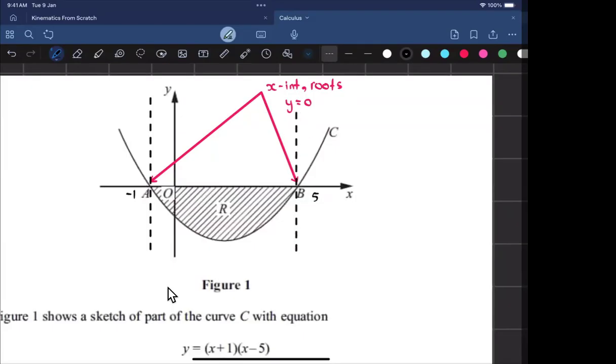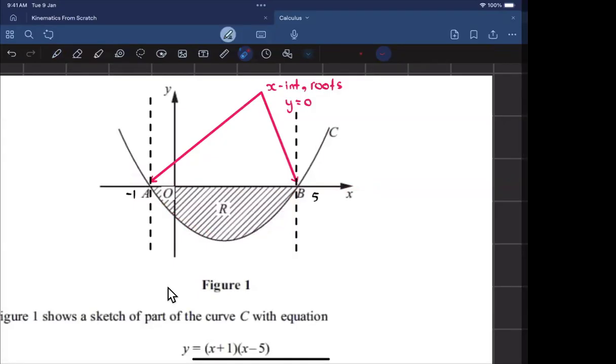So Aliyah, I want you to look at the graph. Say I have the line x is equal to minus 1, and I have the line x is equal to 5. That is intersecting with the x-axis and the curve. I feel like you might be a little confused, but I want you to pay close attention to what's going on.